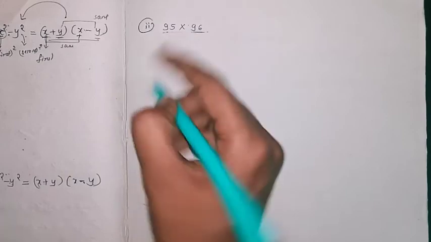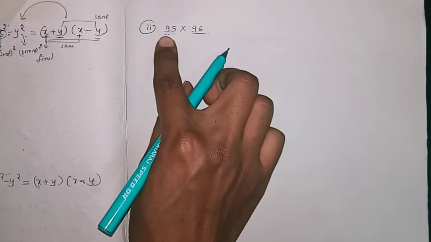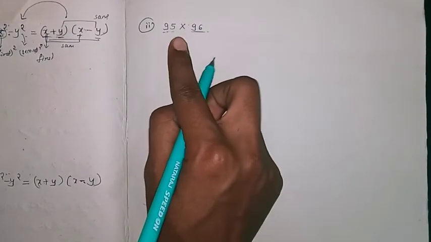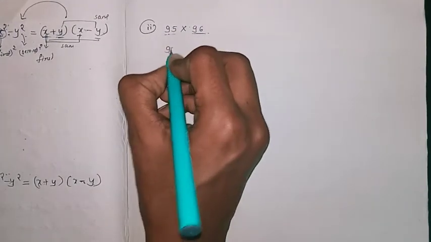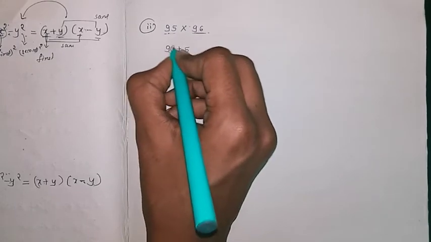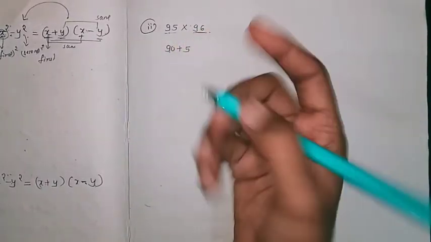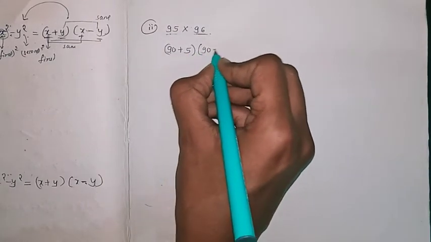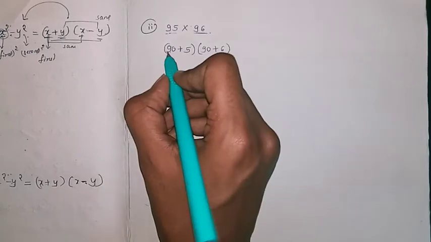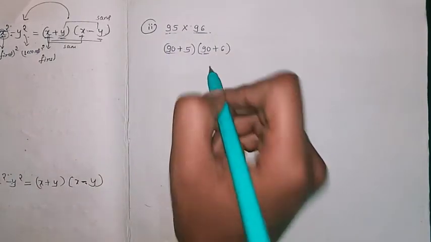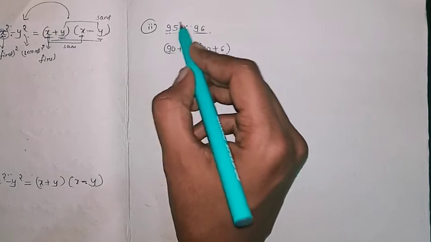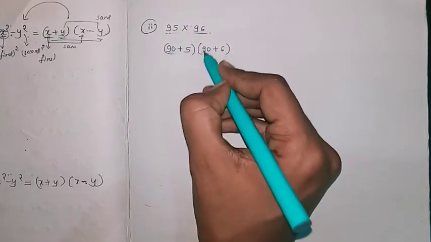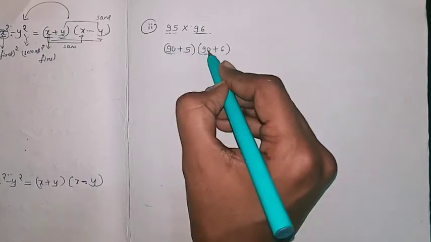There are two methods to adjust this, because it is 95. From 100 you can subtract to get 95, or you can do 90 plus 5. We make it this way because 90 square we can write easily. So in the bracket, as it is multiple, 90 plus 6. But take care that when you make the adjustment, the first terms of both should be the same.